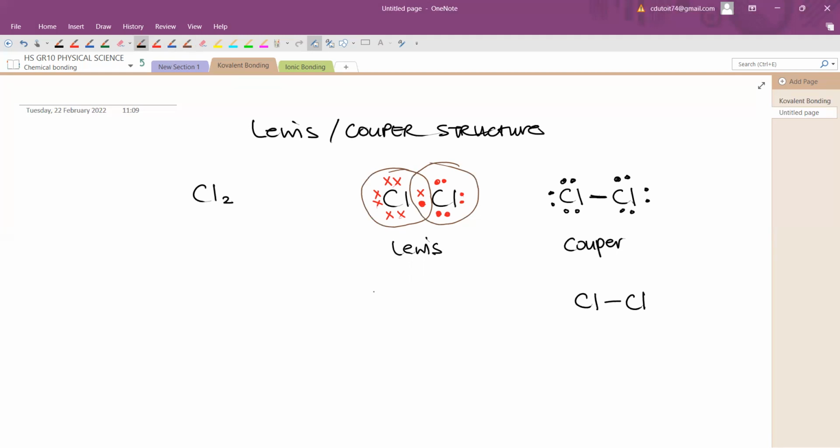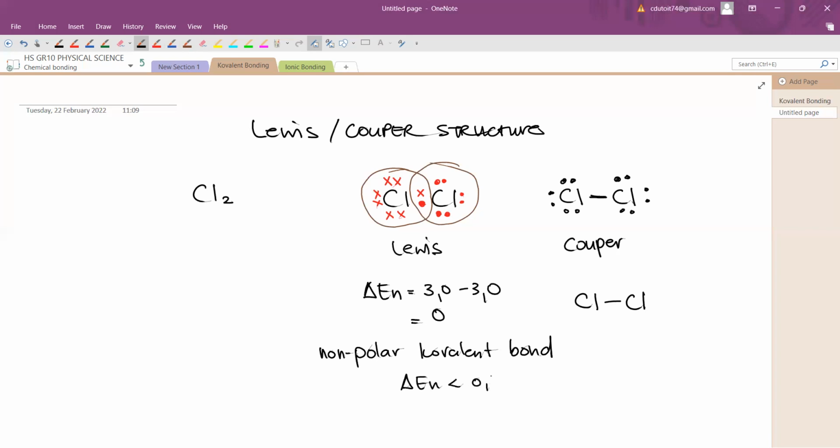So tell me, what is the difference in electronegativity? What is the electronegativity of chlorine? It's 3.0. So one is 3.0 minus the other one, 3.0, and that difference in electronegativity is 0. Obviously, it's 0 because the 2 atoms are exactly the same. So this is a non-polar covalent bond. Do you understand that? Why? Yes. The difference in electronegativity is smaller than 0.4.